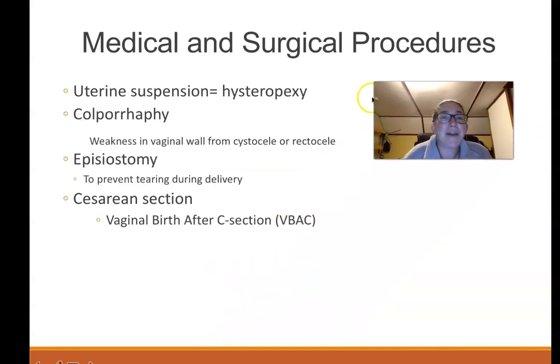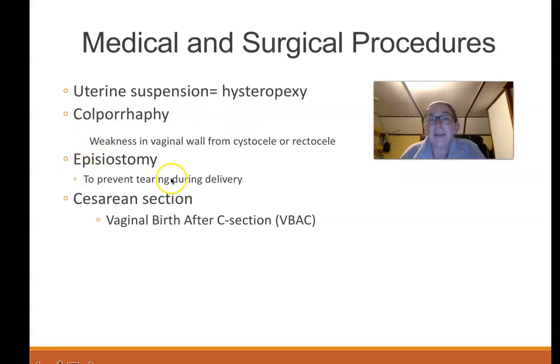All right, some other procedures. Uterine suspension. If labor is so damaging that you end up with uterine prolapse, then the procedure to fix that is a hysteropexy, to resuspend the uterus in place. A colporrhaphy is a procedure to suture the wall of the vagina if somebody has cystocele or rectocele or vesicovaginal fistula and they need the wall of the vagina repaired.